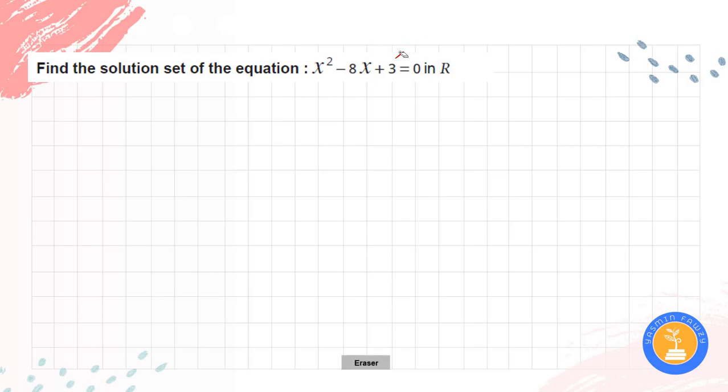So I can't factorize it by any way that we learned before. So what shall we do? So we are going to complete the square. So this time, I can add the middle term.